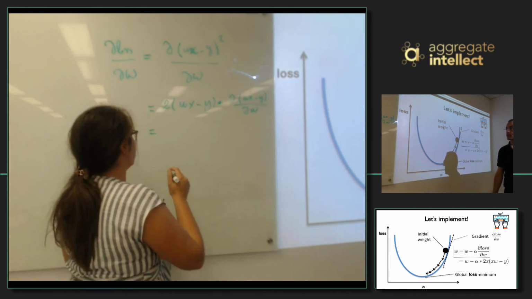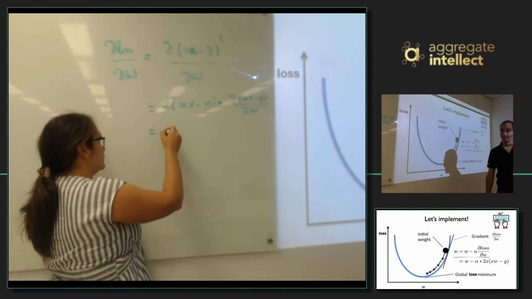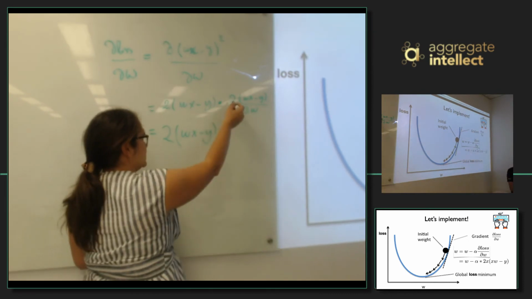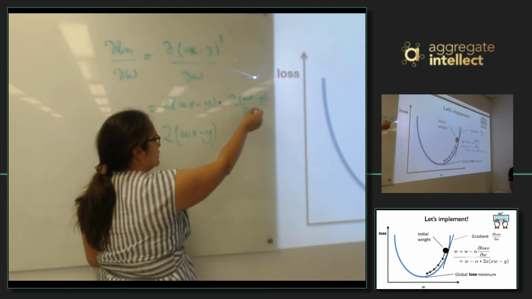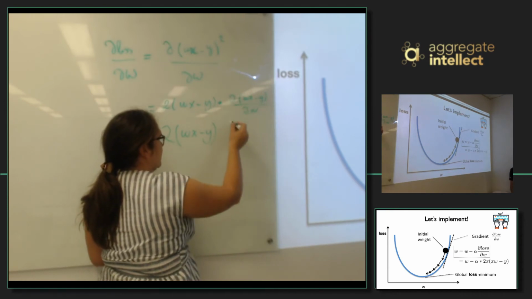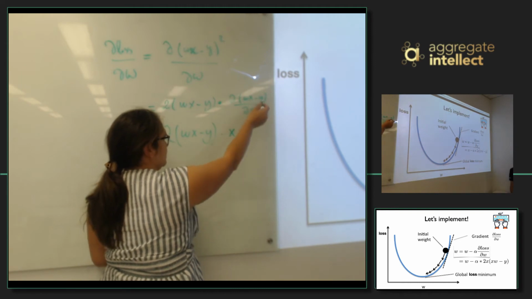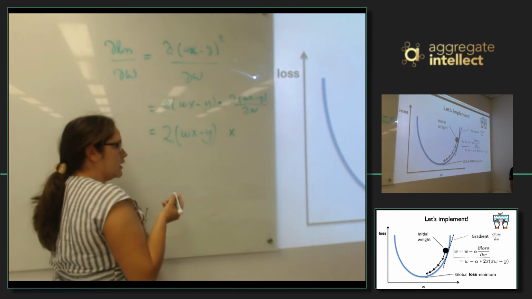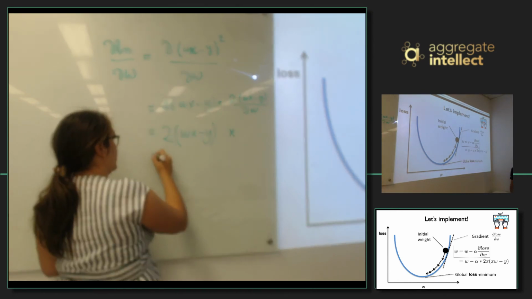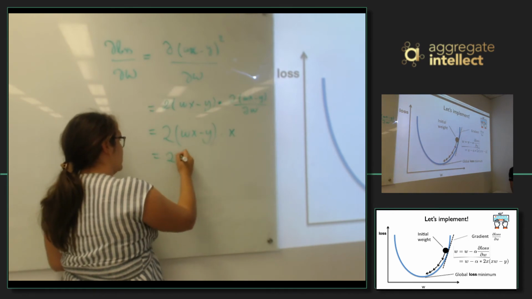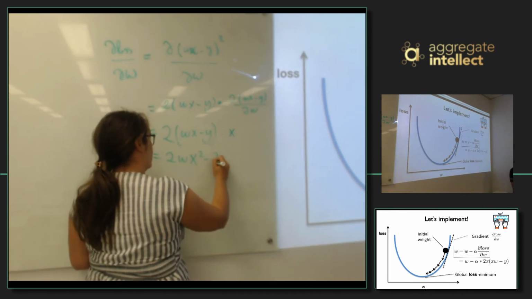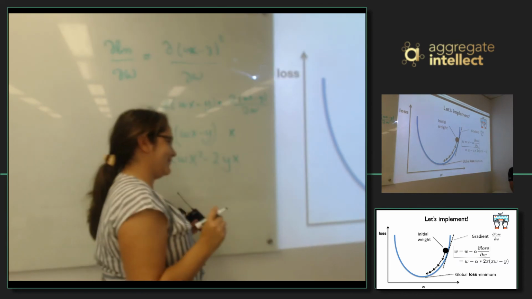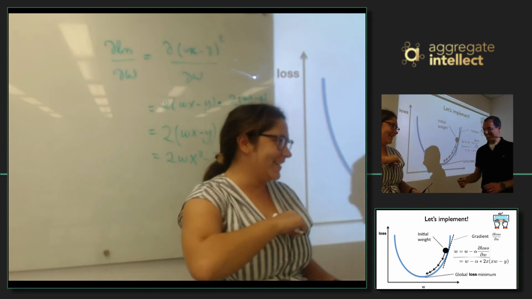So now we have twice. And what's the derivative of this with respect to W? So the first thing we have x, and the derivative of a constant with respect to W is equal to 0. So this whole thing is x, right? Great. All right. So, thank you.